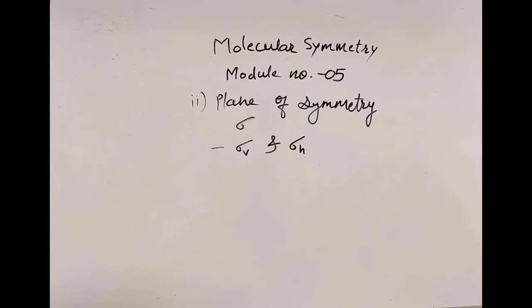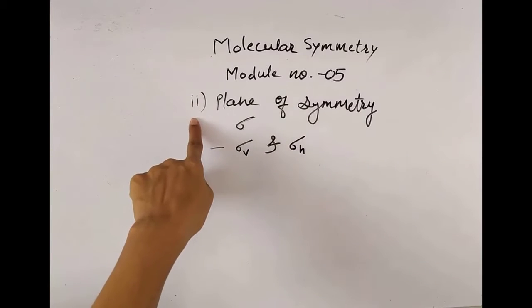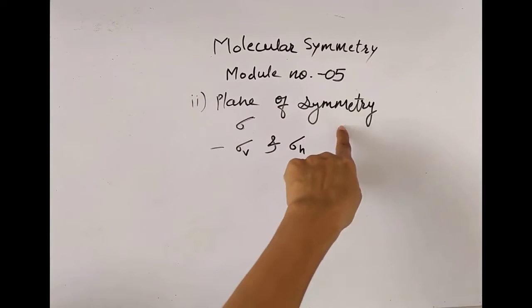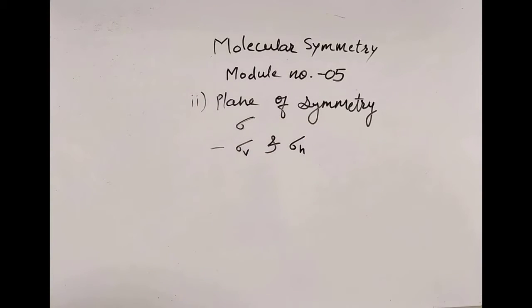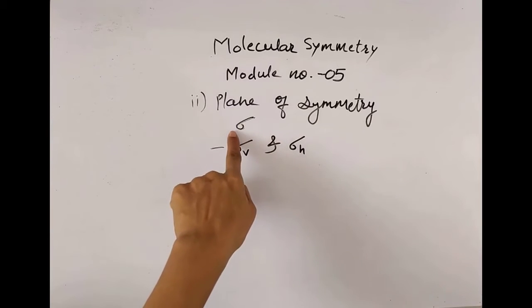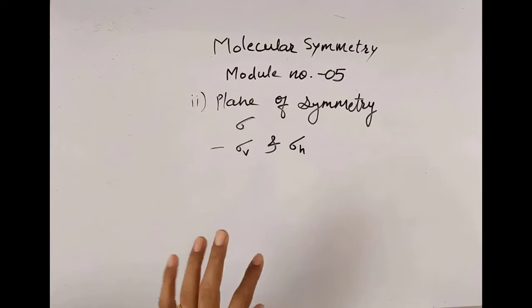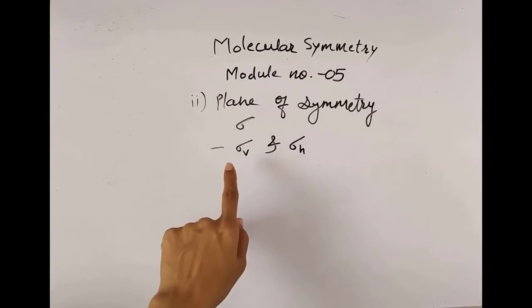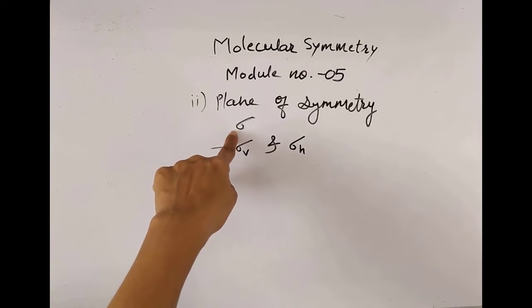In the last module, we were discussing the second symmetry element, that is the plane of symmetry. The first one is Cn, that is the rotational axis. We have completed it very well. The second one is the plane of symmetry, abbreviated by sigma. There are three types of sigma, which means there are three types of mirror planes.